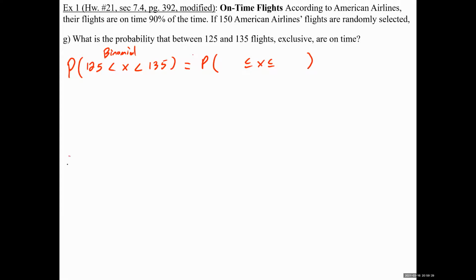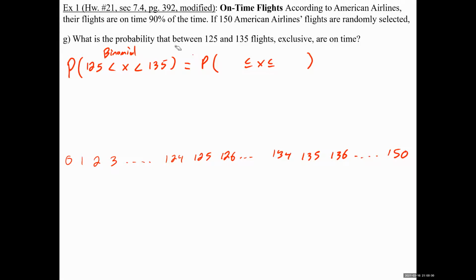So here are all the different possible numbers of flights you can have on time. Could be 0 flights out of one. We're looking at 150 flights total. We could have 0 flights on time, or 1 or 2 or 3. I'm going to go to around 125. So 124, 125, 126. I don't want to list them all because you'd have to list 151 numbers, but I'll list the important ones. 134, 135, 136. Those are numbers around 135, and we're going up to 150.